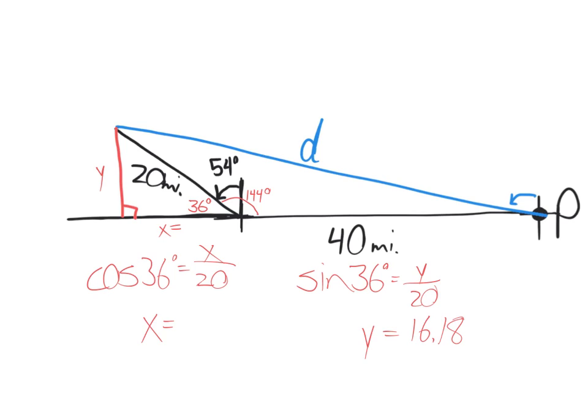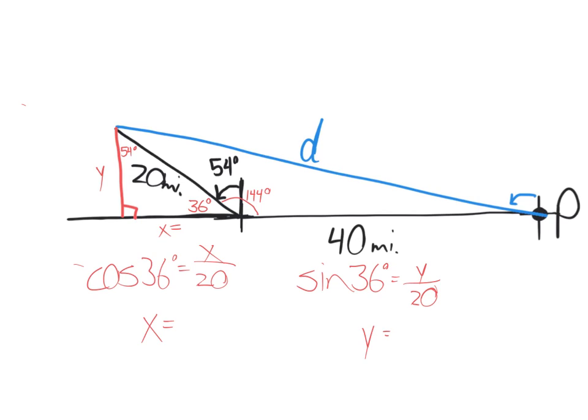Yeah, I got 16.18 for x. For y I got 11.76. Hang on, stop. Which of these has to be bigger? X does. Why? Because the top angle is a little bigger than 36. This is 54, that's 36. X has to be bigger, alright? So if you get confused as to which is which, double check.